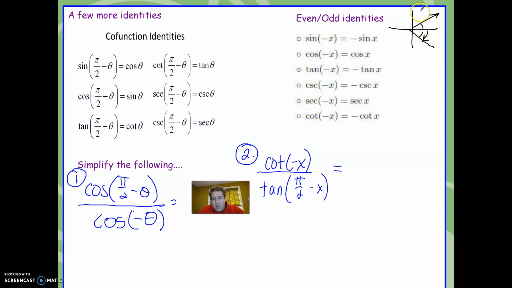Now, if you're in the fourth quadrant, all of them are positive in the first quadrant, but in the fourth quadrant only cosine is going to be positive. That is the reason for the odd and even identities: the only two that are positive are cosine of x and secant of x, which are reciprocals of each other.